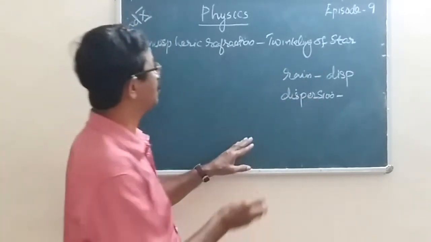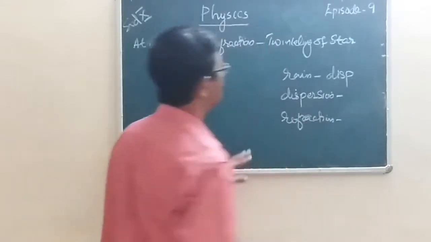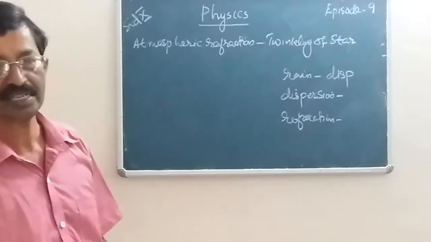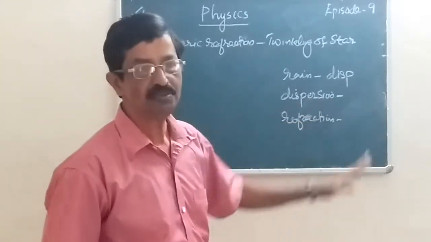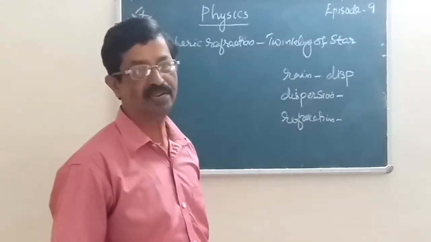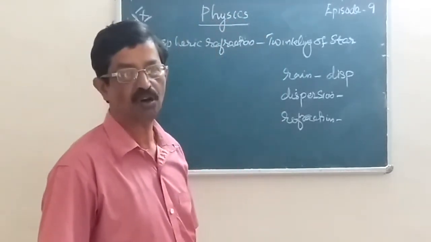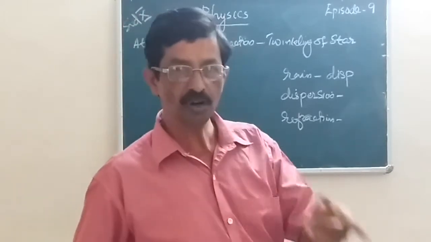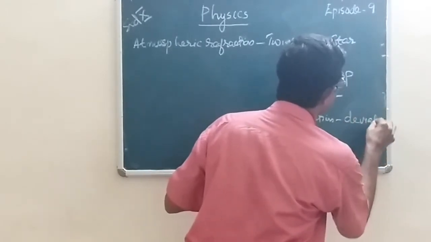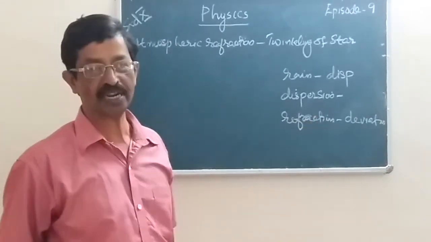Then, what about the refraction? Can you remember it? What is refraction? When light travels from one medium to another, that is, from one transparent medium to another, there is a change in its direction, or change in its path, or it deviates. There is deviation. Deviation is the reason for refraction.